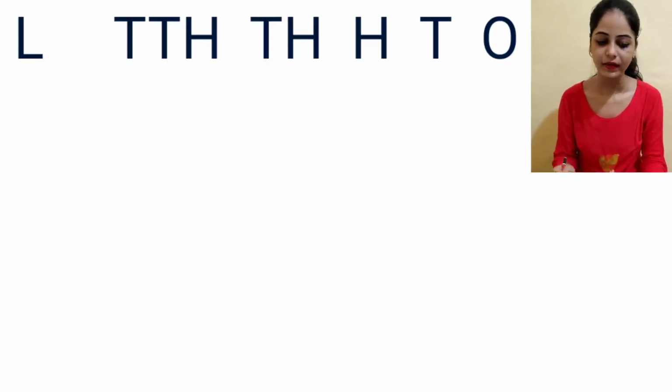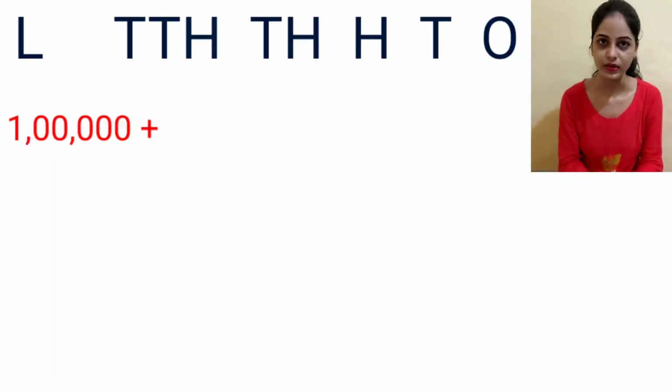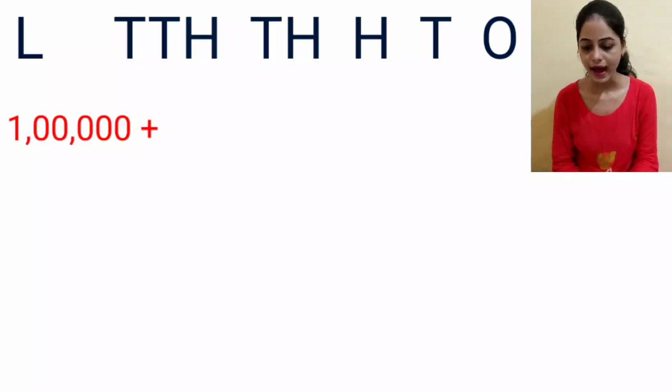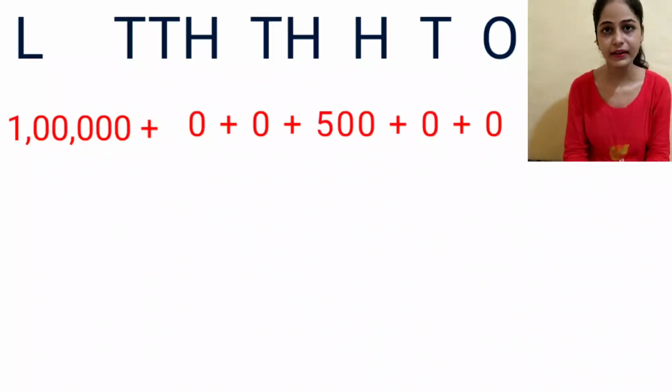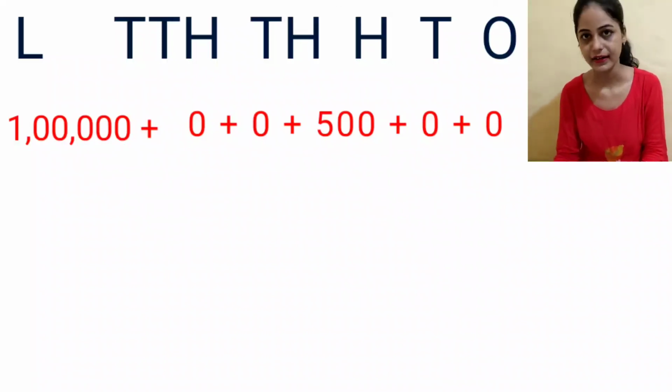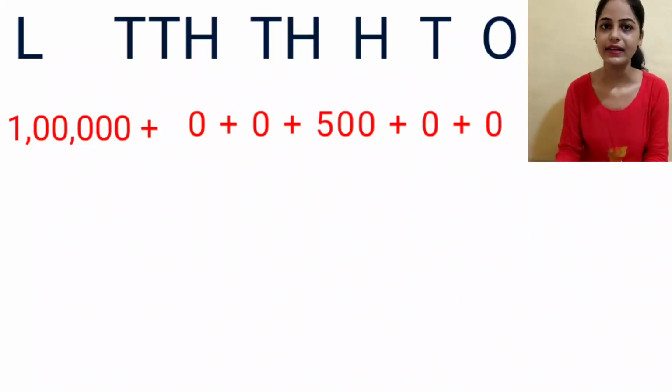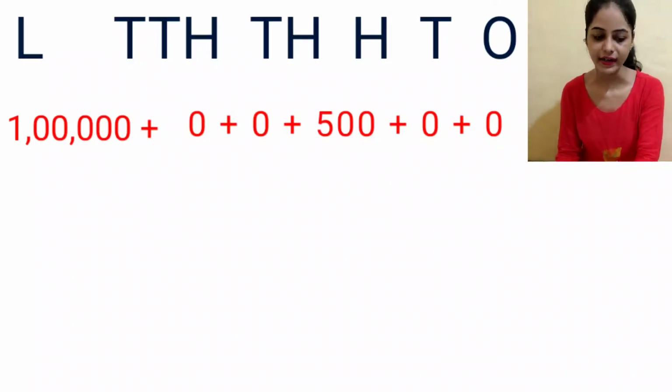Next, the number is 1,500,000. So here 1, 0, 0, 0, 0, 0, 5 zeros come in 1 lakh. In the place of 10,000, 0 is there, so we also write 0 as it is. Similarly, in the place of 1000, 0 is there, so we also write 0. In the place of 100, 5 is there, so we write plus 500. And in the place of tens and ones, 0 is there, so we also write plus 0 plus 0. So this is the expanded form of 1,500,000.